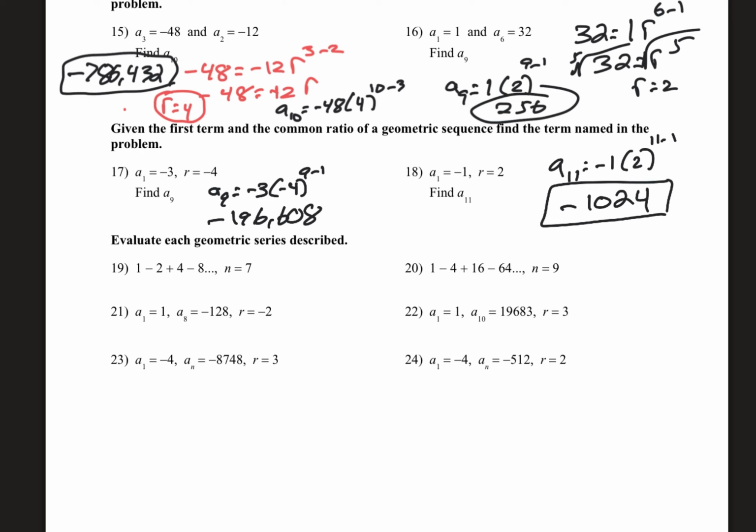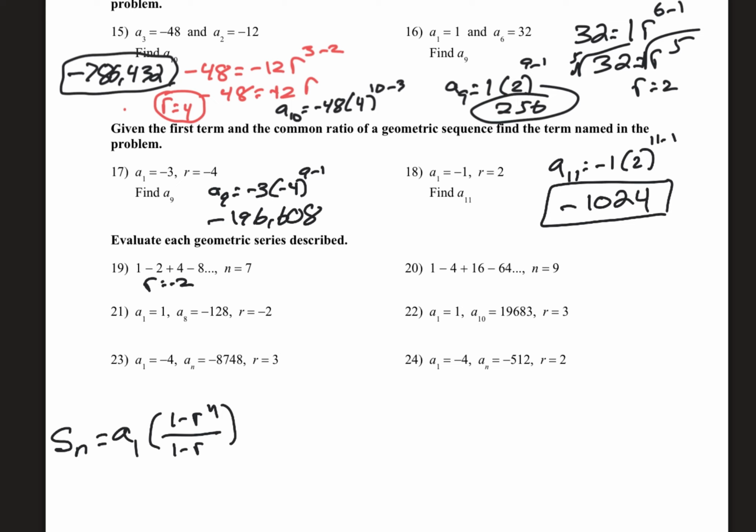The last one then is we've got the geometric series. Formula for the geometric series, I'll just kind of write it down here. S of n is equal to your first term times 1 minus r to the n over 1 minus r. So they don't give us the ratio, so we got to figure it out. So for 19, this r is equal to negative 2.